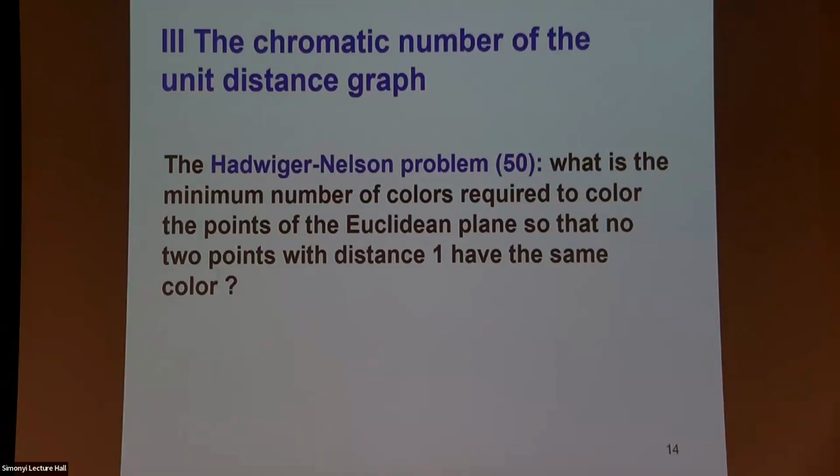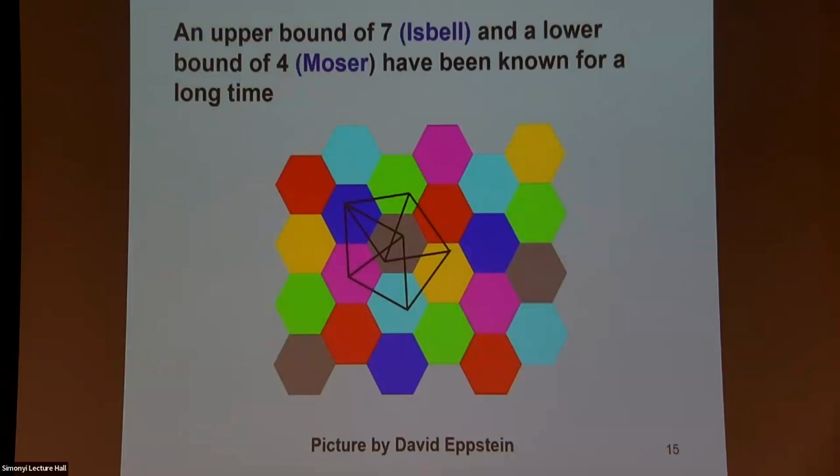Okay, so this was asked in 1950 by Nelson. Actually, Hadwiger asked something similar already in '45. And already in the 60s, bounds of 4 as a lower bound and 7 as an upper bound, which are both simple, were known, and this is a proof of both of them.